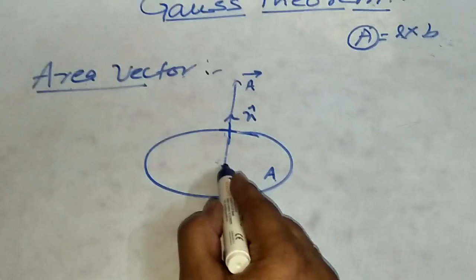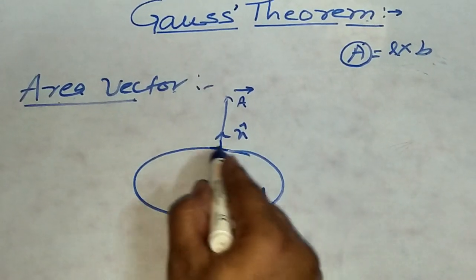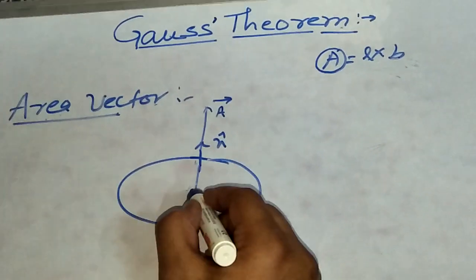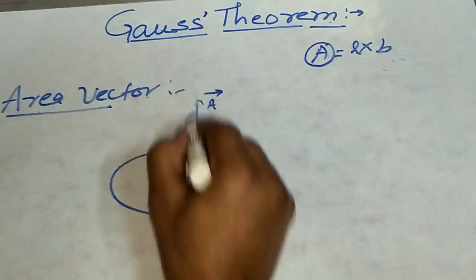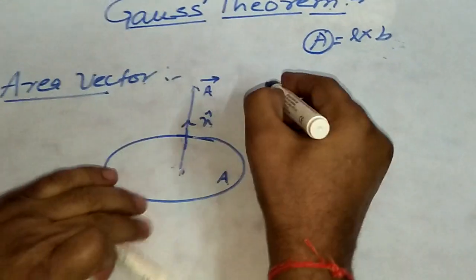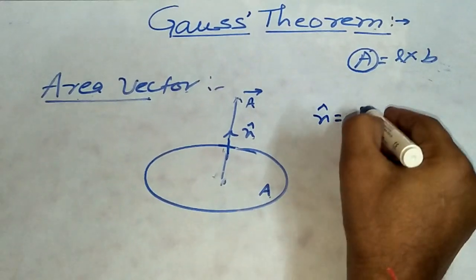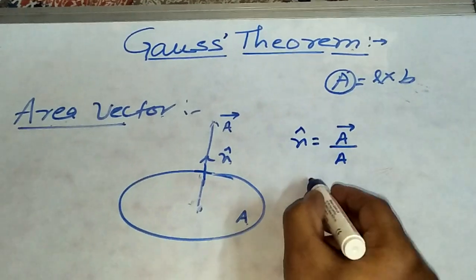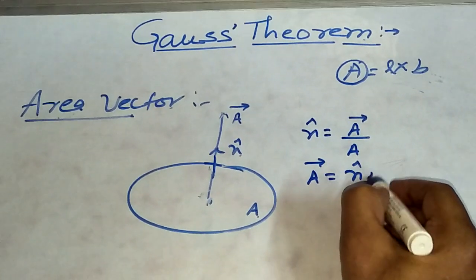and I hope it's clear to all of you that you will take the direction of this area vector always perpendicular to that area, or normal to that area surface, and directed outward. And suppose this is perpendicular to this surface and directed outward, this one is the area vector which is given by n cap, and this n cap is the unit vector. It means area vector upon magnitude of its area, or you can say vector A is equal to n cap into A.